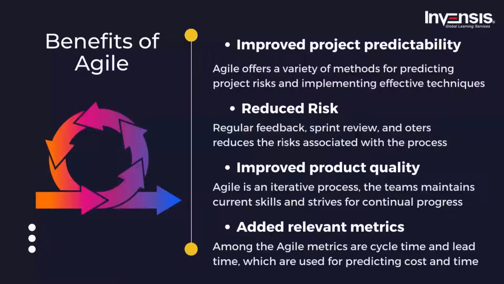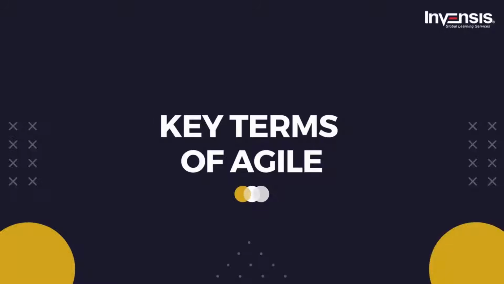Agile approach puts a focus on achieving desired outcomes and optimizing performance. Among the Agile metrics are cycle time and lead time, which are used for predicting cost and time. These metrics allow teams to maintain a more accurate track of the team's performance, detect issues, and make the required choices to overcome obstacles. Now, let us move on to our next topic, key terms of Agile.